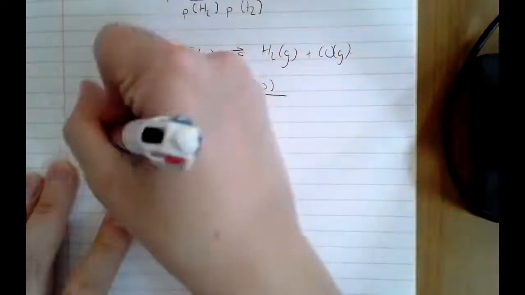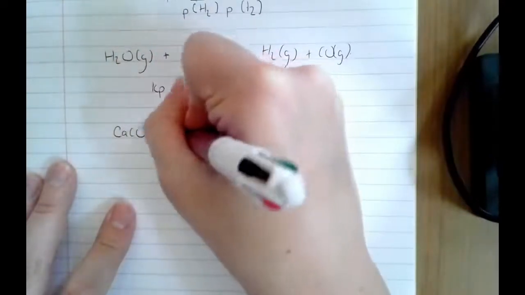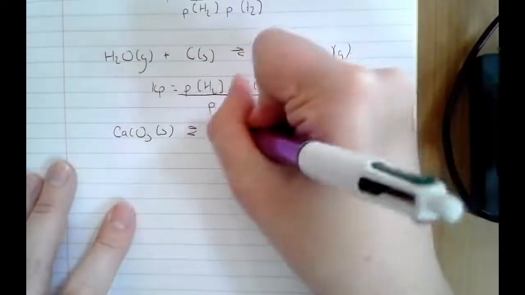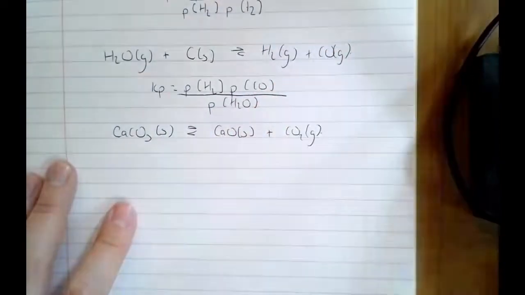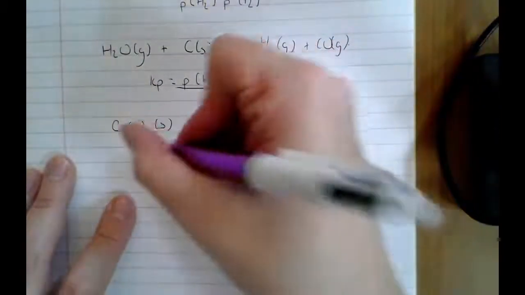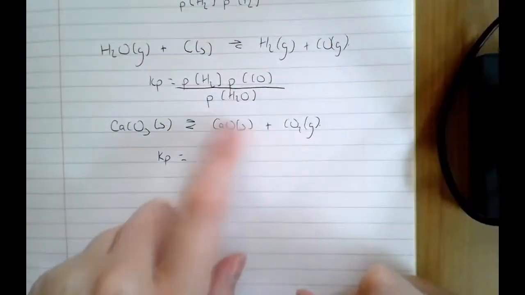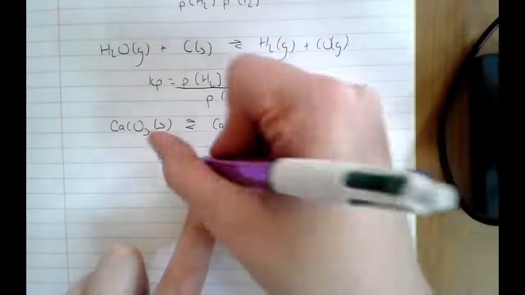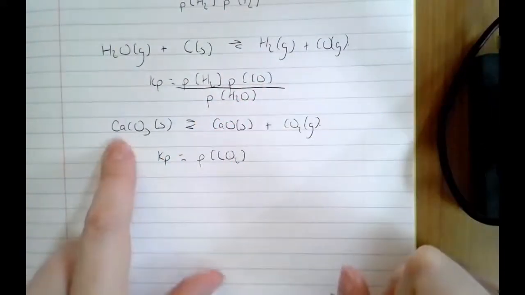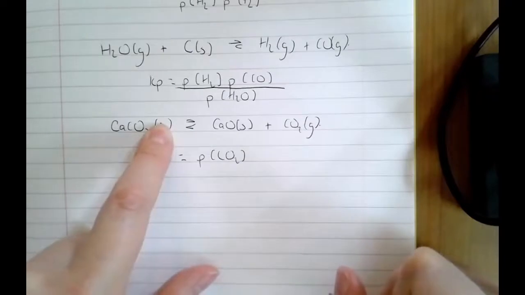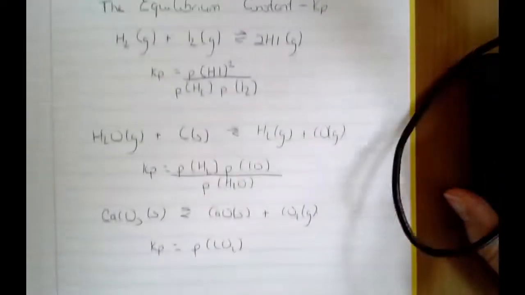I'll just do one other example of this. I've got CaCO3, which is a solid, breaking down to give me calcium oxide, which is a solid, and CO2, which is a gas. So again, if I was dealing with partial pressures here and I asked to write an expression for Kp, on the product side, the only thing present as a gas is CO2, so I'd include my CO2. I'd leave out my CaO, and then on the reactant side, again, I've got another solid, so I'm also going to leave that out, and that's my entire Kp expression.